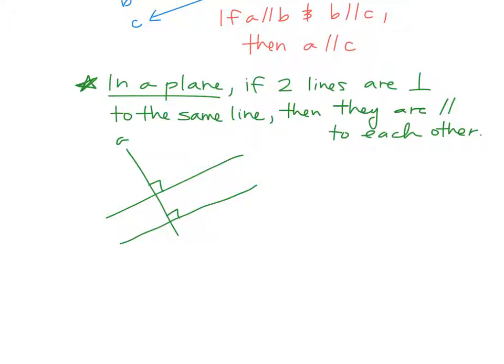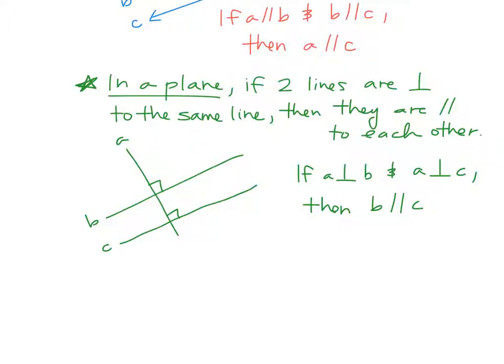And if you want a shorthand way to say that, if I call this line A and line B and line C, we would say if A is perpendicular to B and A is perpendicular to C, then B is parallel to C. Okay, so if they're both perpendicular to the same line, they're parallel to each other.